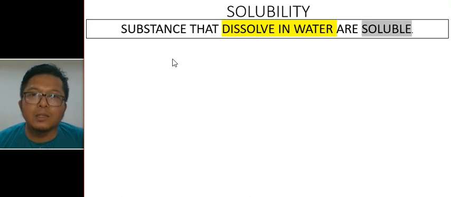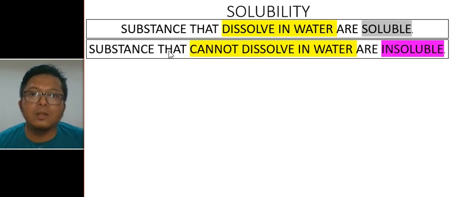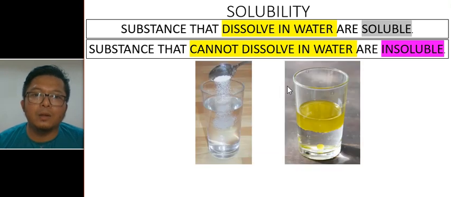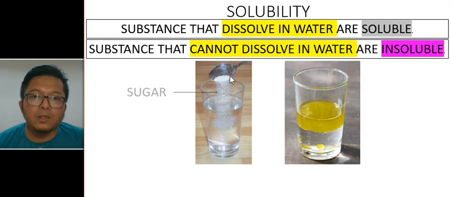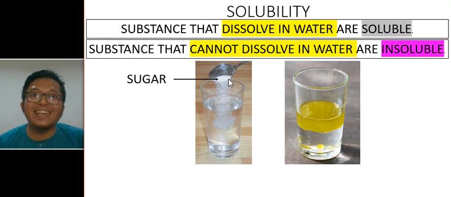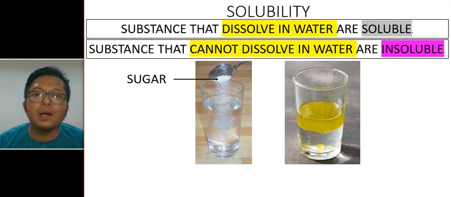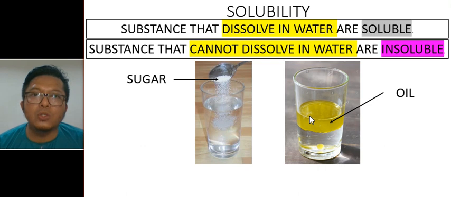Solubility means substances that dissolve in water are called soluble. Substances that cannot dissolve in water are insoluble. Example, these two. Now, this is sugar. Sugar, if you put in water and you mix it, it will dissolve. Bukan hilang, bercampur dengan air. And oil, if you mix with water, and this happen in this picture, it cannot dissolve in water. Masih ada sana, see?